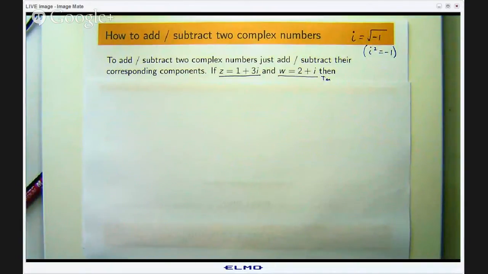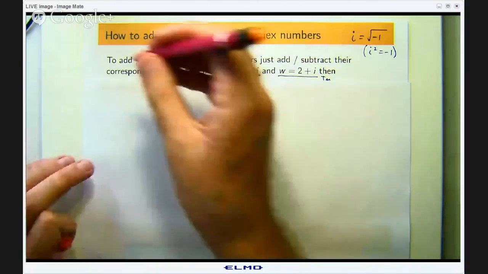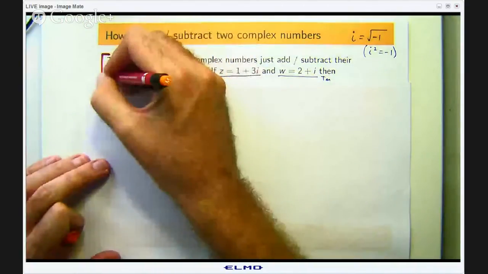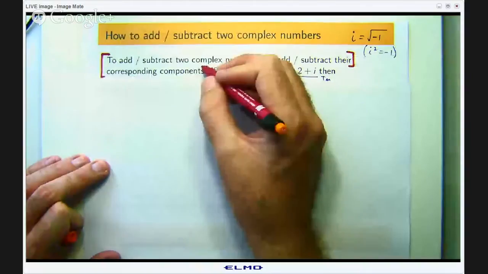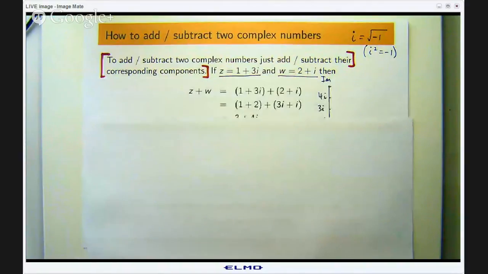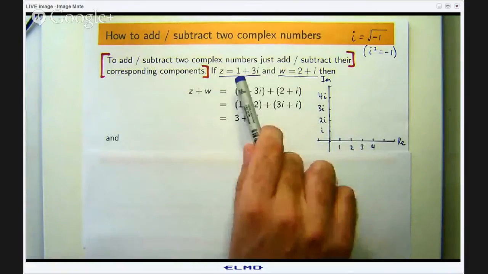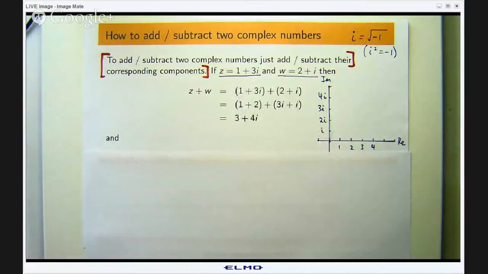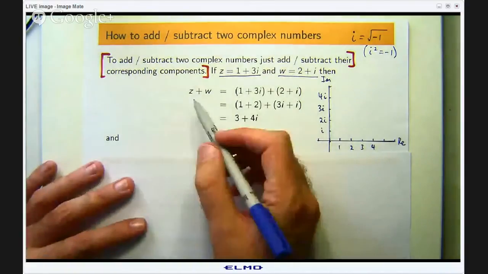Okay, so to add or subtract two complex numbers, you just add or subtract their corresponding components. Okay, so it's pretty easy. So let me show you what I mean. Here's one I've prepared earlier. All right, suppose I've got these two complex numbers, Z and W, and I want to add them together.